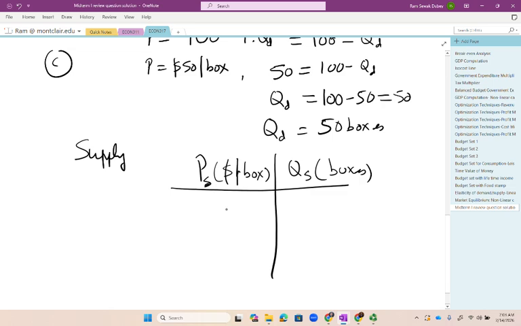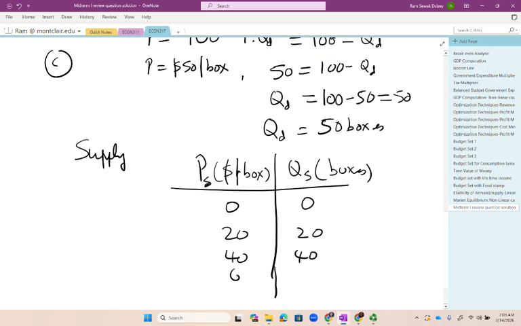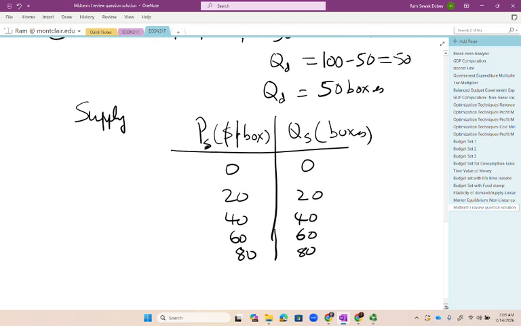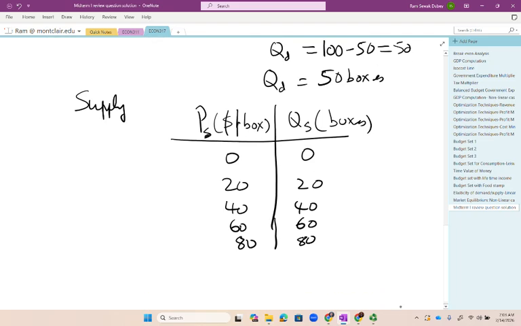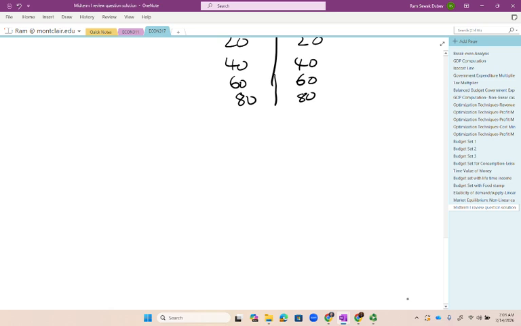And this time the supply is, when price is 0, firms are selling nothing, price goes to 20, firms sell 20 units, at 40, it becomes 40, on and on. We have a few more pieces of information, so at 60, it becomes 60, at 80, it becomes 80. So few things we can observe. When price is 0, quantity supplied is 0, so the graph will start from the origin. And second, every time price goes up by 20 units, the quantity also goes up by 20 units.